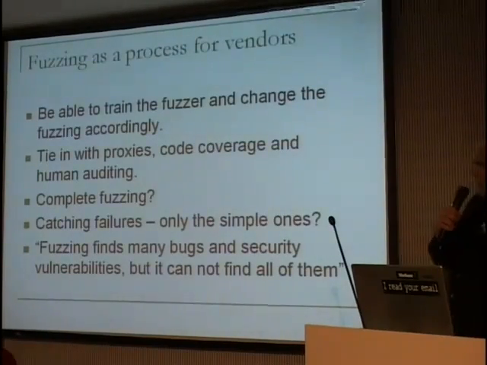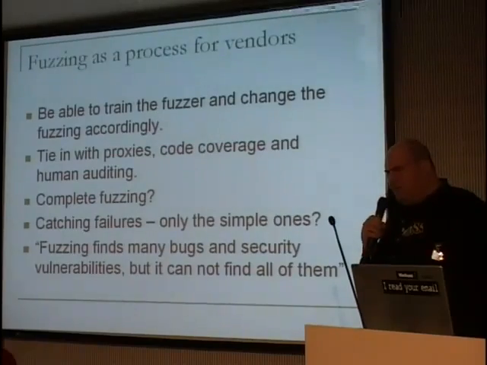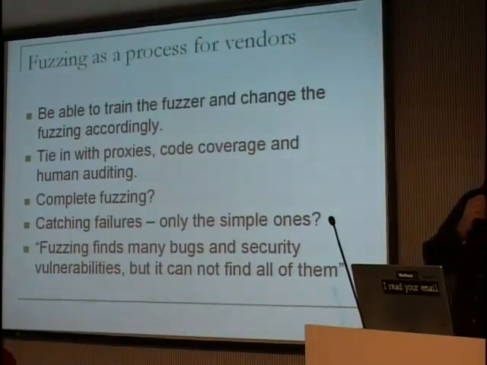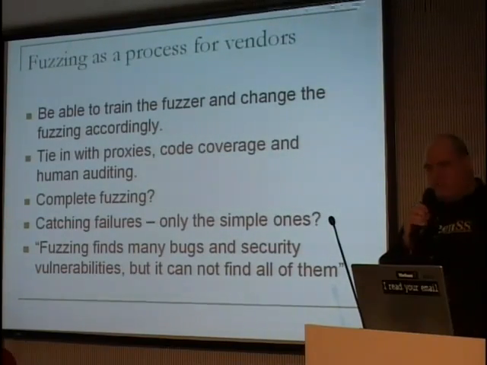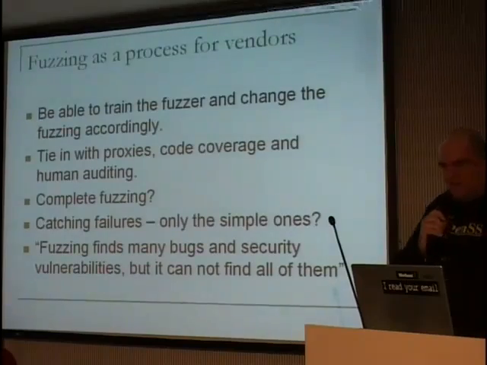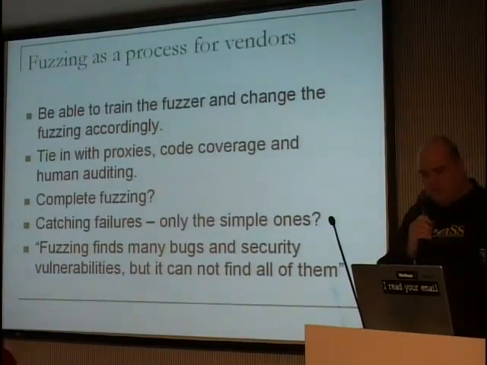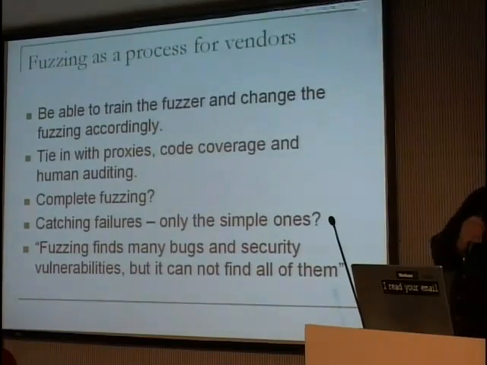So tie it in with proxies, code coverage, human auditing. Hey, we know we have a problem only when we set GET requests, and we are not sure about the code here. Can you please check only that? And can you try and please add some sort of like the word blah before your request, because only then we'll actually see them? Can you? Oh, thanks. So it actually matters that this whole stuff ties in together, and tying it all together is one of the challenges. Complete fuzzing. I'm not really sure how we all define complete fuzzing, but it's an issue.